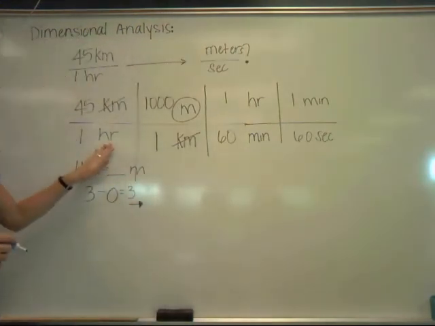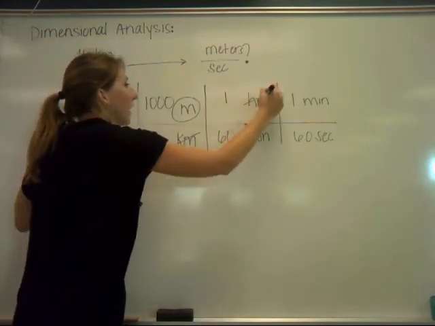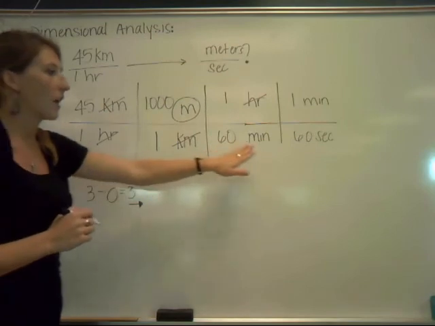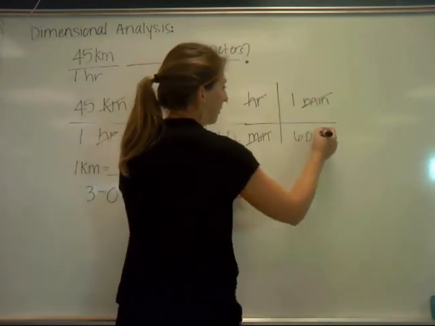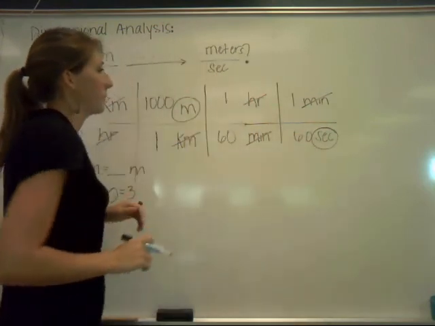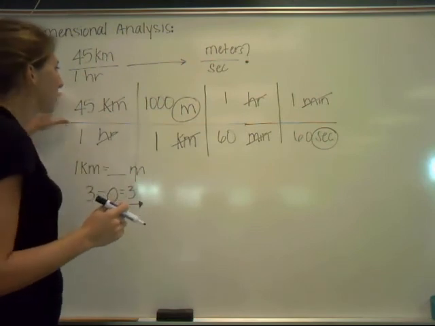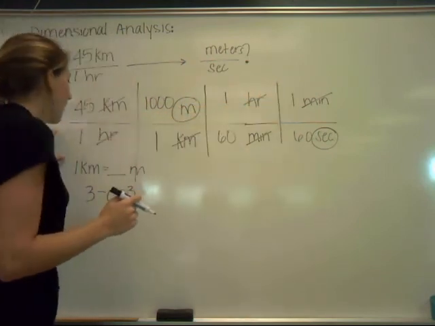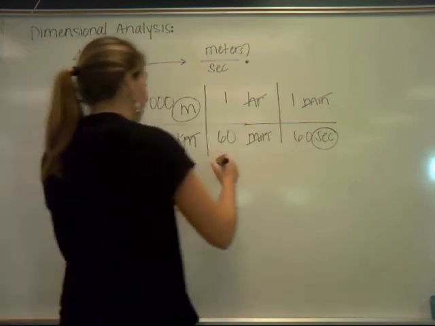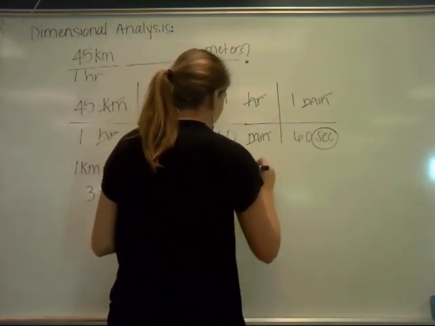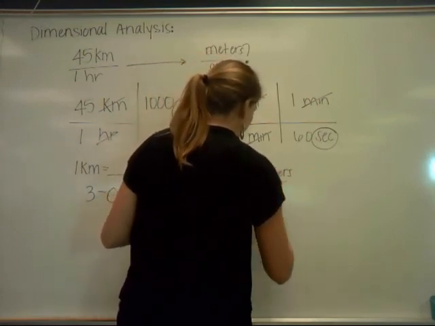So over here I have hours, it's on bottom, and I have hours on top. Since they're opposite, I can cancel them out. The same goes for minutes. That leaves me with seconds, which is what I want my answer to be in. Pretty simple. Then you just multiply by everything on the top and divide by everything on the bottom. That will give you an answer of 12.5 meters per second.